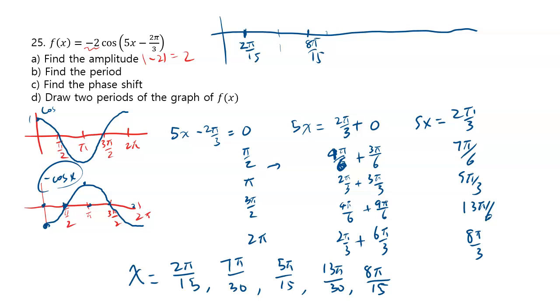Okay, and then the midpoint will be 5 pi over 15. That's almost at 1, but slightly after 1. So 5 pi over 15 is really pi over 3, right? Because 5 and 15 reduce. So this is pi over 3. And then you write the 7 pi over 30 as the number between the two. And then this will be 13 pi over 30.